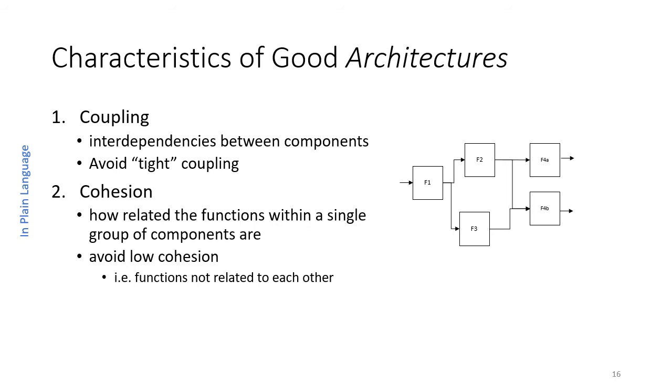The second thing is cohesion, and that is how closely related functions are within a single group of components. So you'd want to have functions that are closely related, connected to each other, and you'd want to avoid a situation where you have a collection of components that are not really related to each other. So the whole idea is to avoid low cohesion.